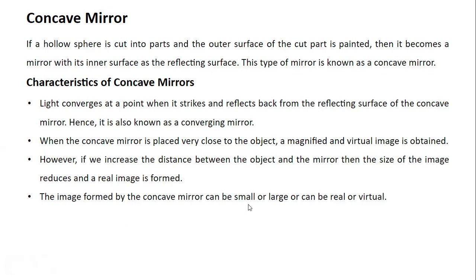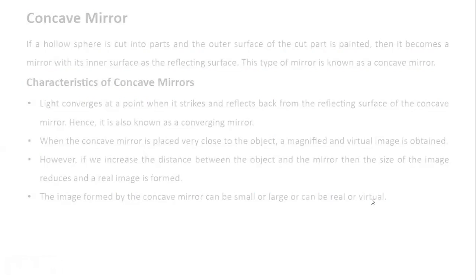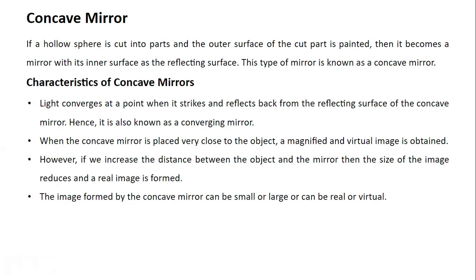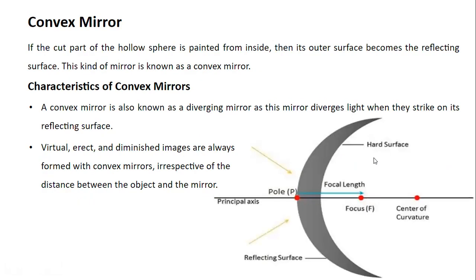The image formed by a concave mirror can be small or large, and can be real or virtual. It depends only on the distance between the object and the mirror. Depending upon the distance between the object and the mirror, the image will be either virtual or real. If you go far away from the mirror, the size of the image is going to be reduced and a real image will be formed. And the closer you go to the mirror, the more the size is going to be magnified and a virtual image will be obtained. Next is your convex mirror.